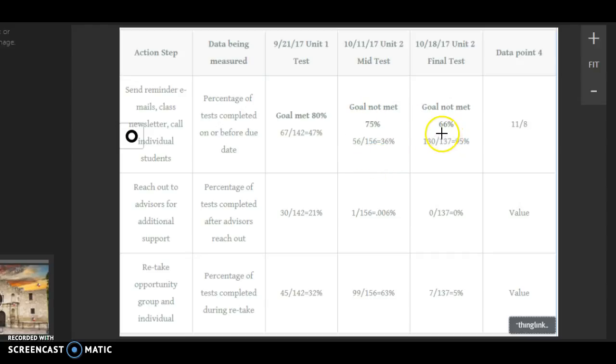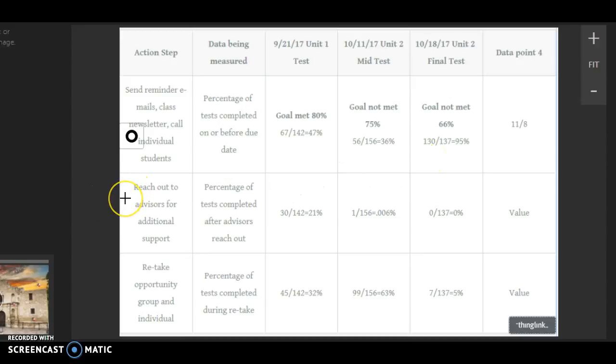And then for the Unit 2 test, I did not meet the goal. I had 66% participation, with 95% taking the test on or before the due date. So I'm not sure what the change was there, but 95% took their test without me having to reach out to them again.